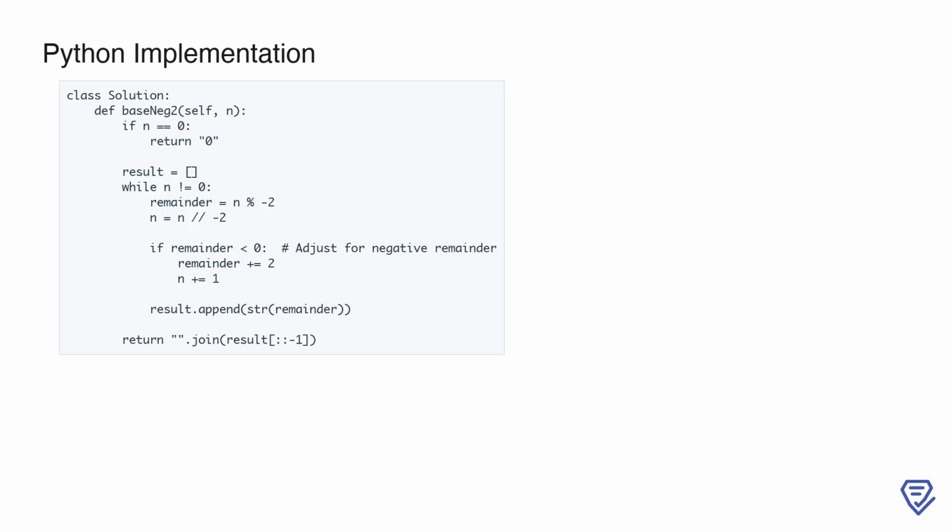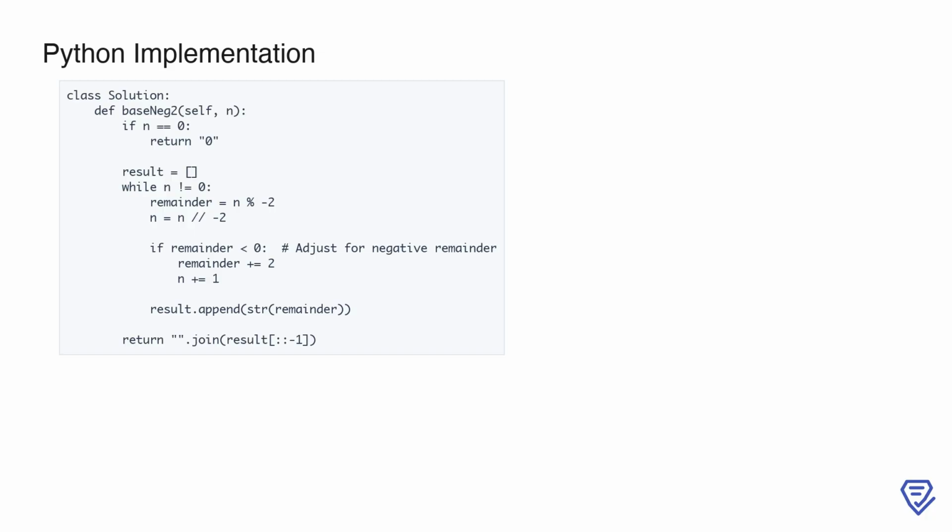Inside the loop, the remainder of n divided by -2 is calculated using n % -2. Simultaneously, n is updated to the integer division result of n // -2. These two operations are essential for the base conversion process.